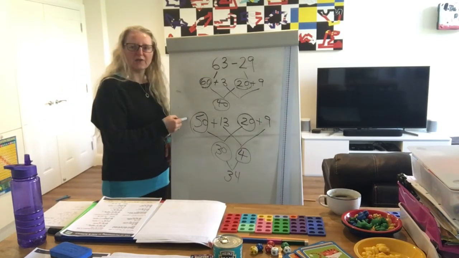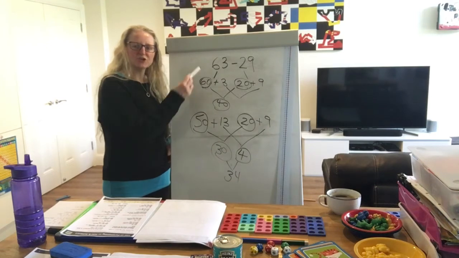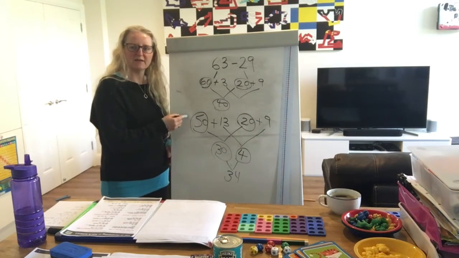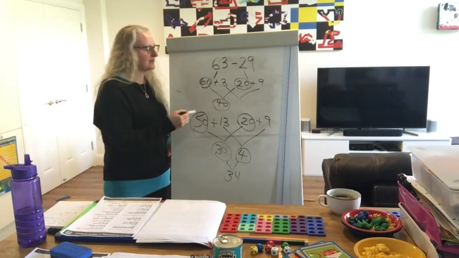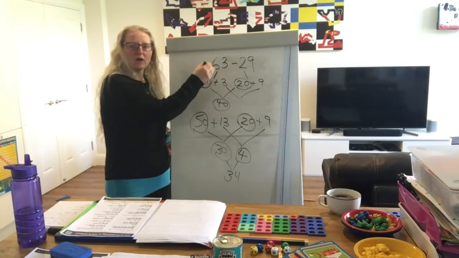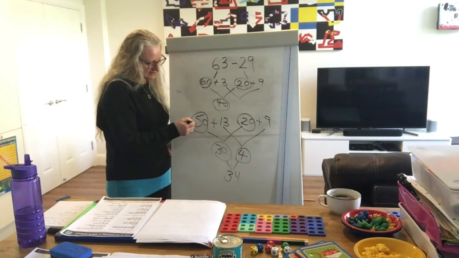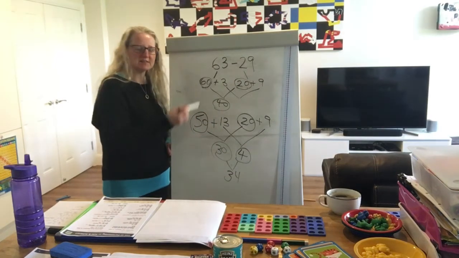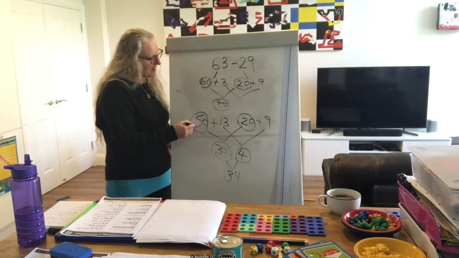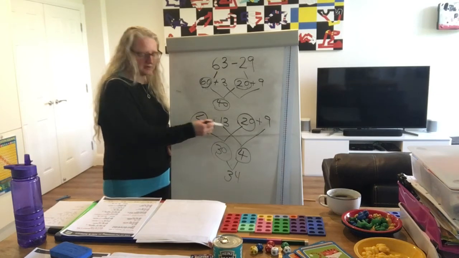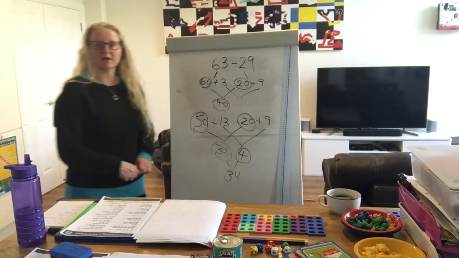You see here that I partitioned it differently. Children will get this idea, yeah? They will know that they need to exchange one of their tens. So what they're actually doing here is saying, I'm going to partition it differently. Instead of 60 and 3, I'm going to do 50 and 13 because the 9 is too big on that side.